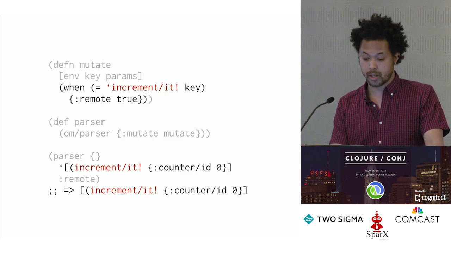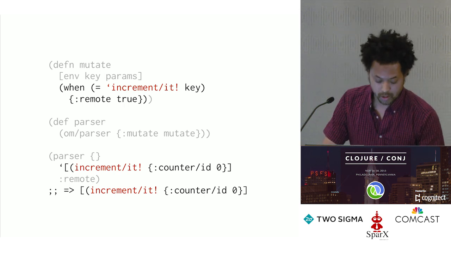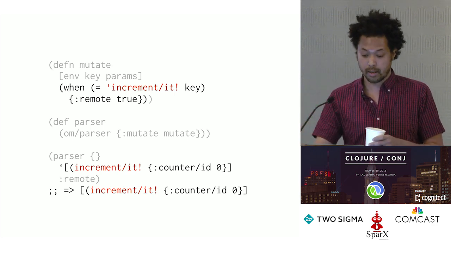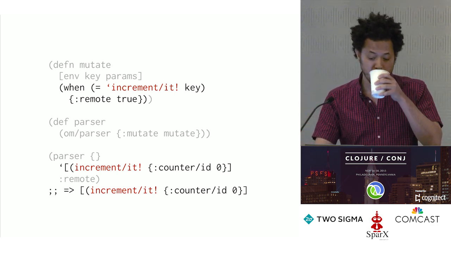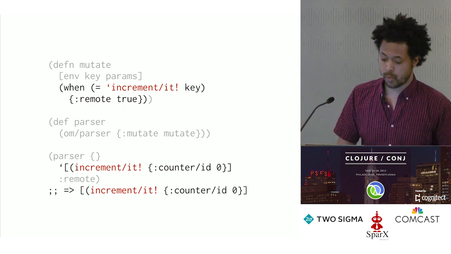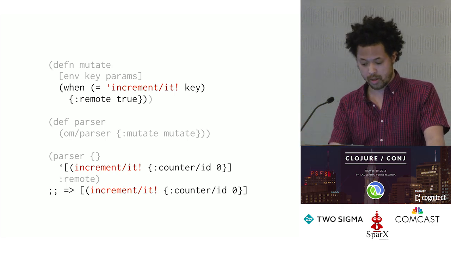So here's the simplest mutation function. Notice that the signature is exactly the same as read. You have an environment map. You've got the key that you're mutating, whatever that mutation is named, and then whatever parameters. You can't run this mutation locally. We just return remote true. The parser runs in remote mode, and it returns this thing that we're going to forward to the server.